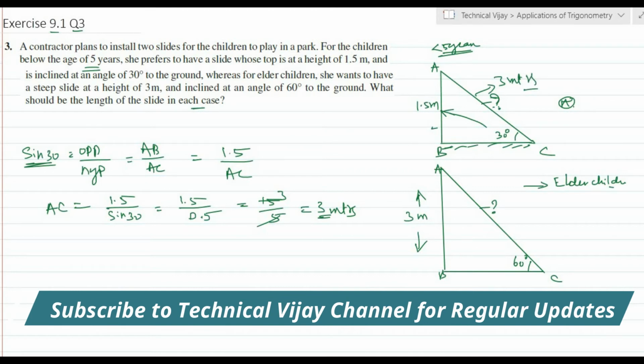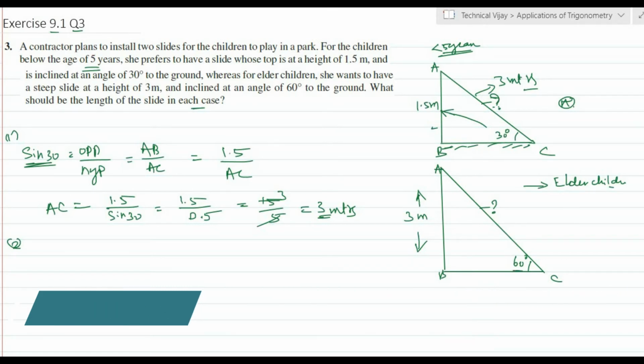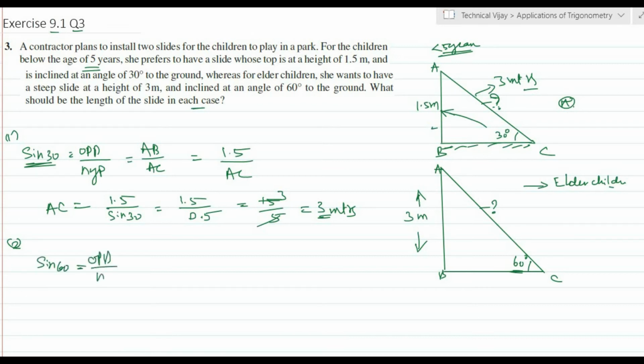Now the second case we will consider, that is above 5 years, the elder children. For this, again we can put the sin 60 value. So sin of 60 is equal to opposite divided by hypotenuse.